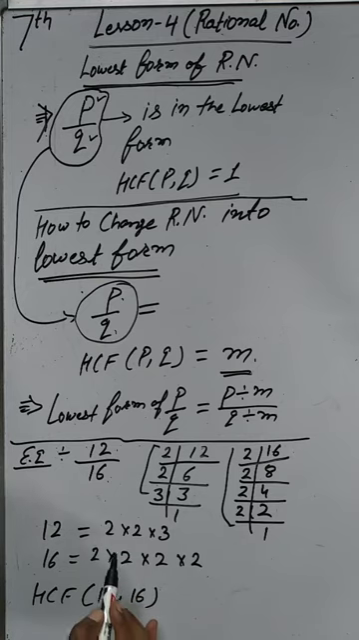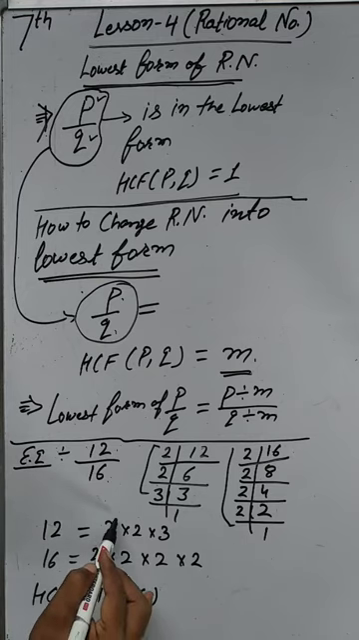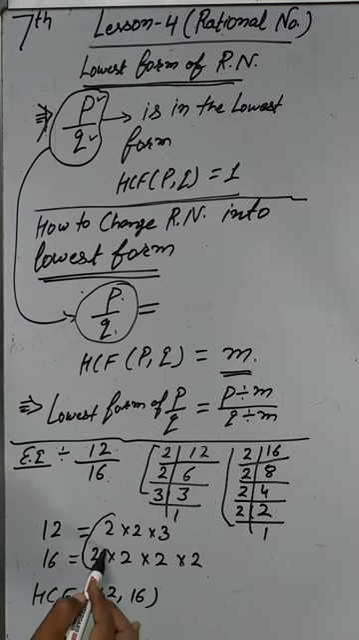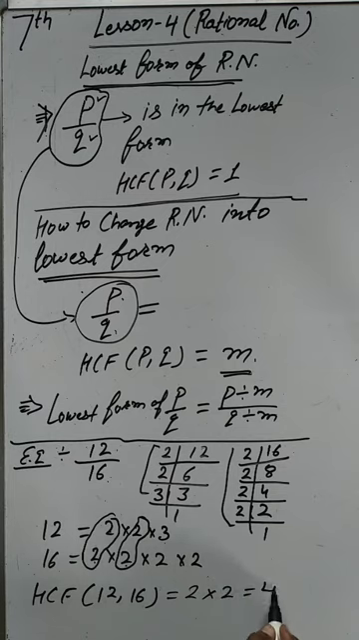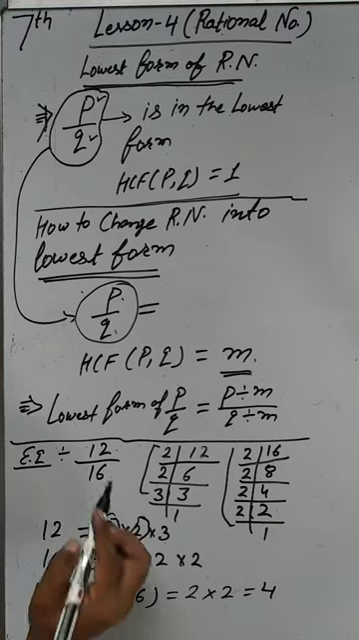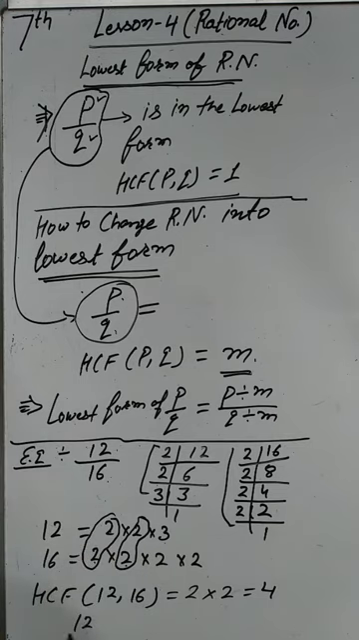Look at the prime factors. Find out whatever factors are common. First, 2 is common here, and 2 is again common here. Nothing else is common except 2 and 2. Understood? So the HCF is 2 multiply 2, which is equal to 4. Understood? Now divide numerator and denominator by 4 and change it into lowest form.